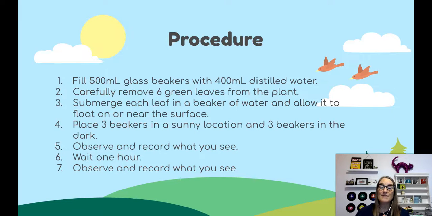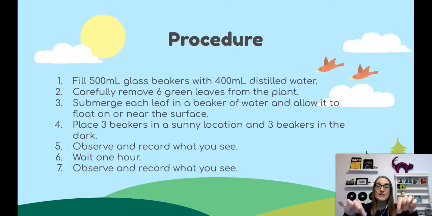We will start by filling 6 500 milliliter glass beakers with 400 milliliters of distilled water. So the same exact amount of water in each of the 6 beakers. We will carefully remove 6 green leaves from the plant. If we have a plant to remove them from, otherwise, we will bring leaves that have already been removed. And we will, of course, have picked all of those leaves from the same plant. They should be around the same size and in the same condition, so healthy and green.